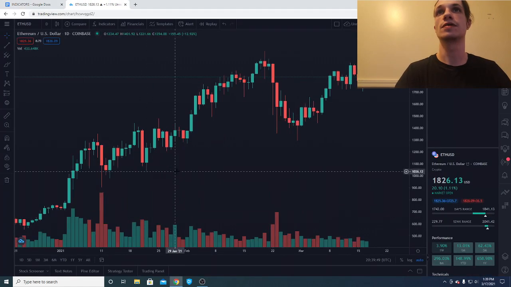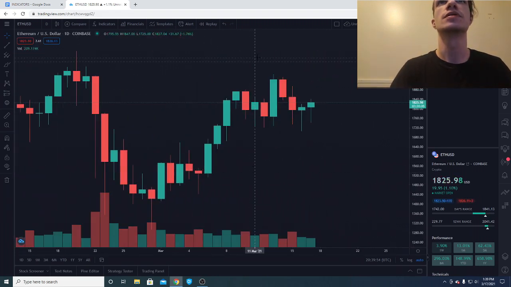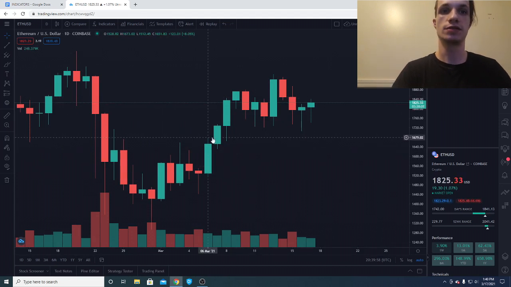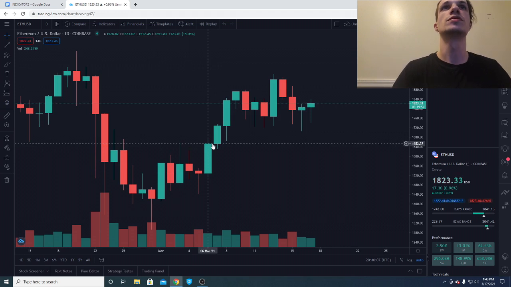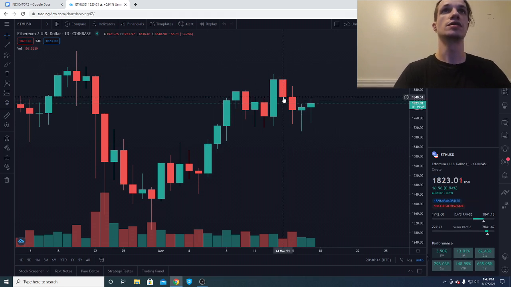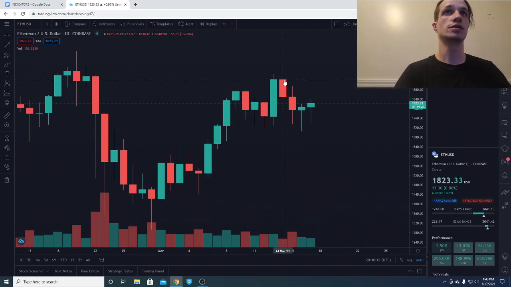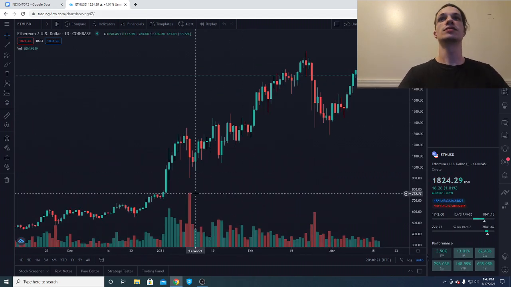I'll show you what they look like right here. Let me zoom into one. Alright, so this is the highest the price has ever been on this candle. This is the lowest the price has ever been on this candle. This is where the candle opened, and this is where the candle closed. Alright, so right here, this is the highest this candle's ever been. This is the lowest this candle's ever been. This is where your candle opened, and this is where your candle closed. Alright, and that's how you read typical candlesticks.